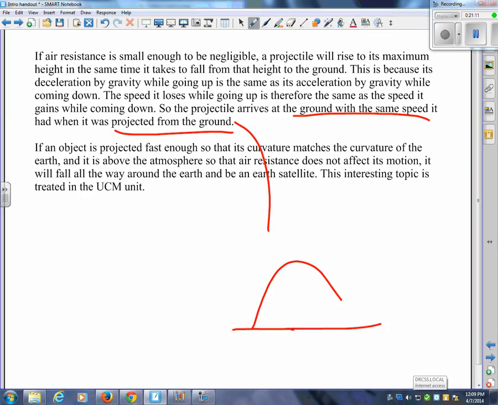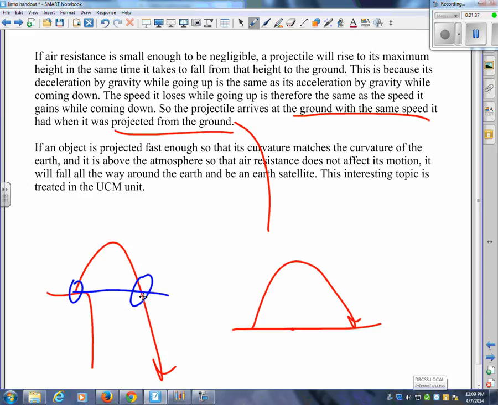If it lands at the same vertical height as which it was projected. What if it's off a cliff? Is it traveling faster at the bottom than it is here? Yes. How come? More time to accelerate here, right? In fact, how fast is it going right there compared to right there? Exactly the same. Because it's just as much speed as it's lost on the way up, it's gained on the way down.